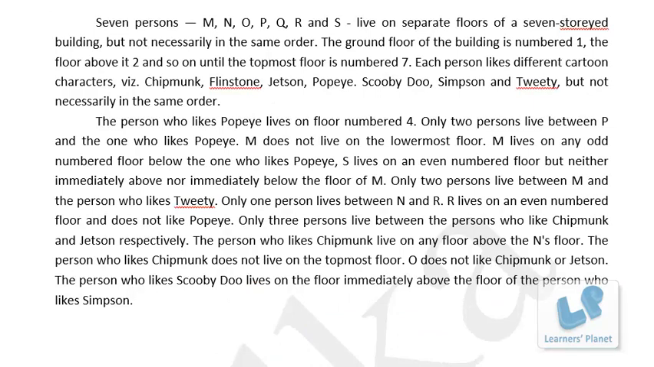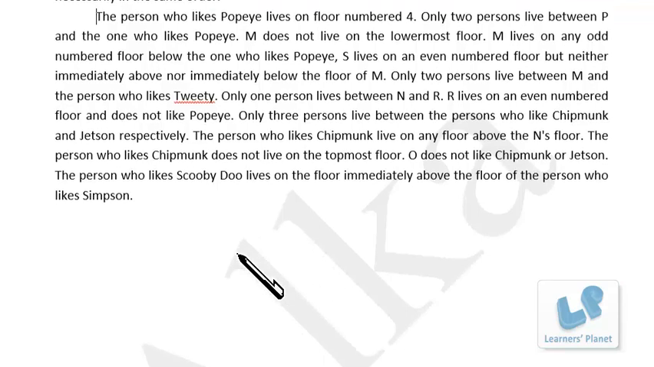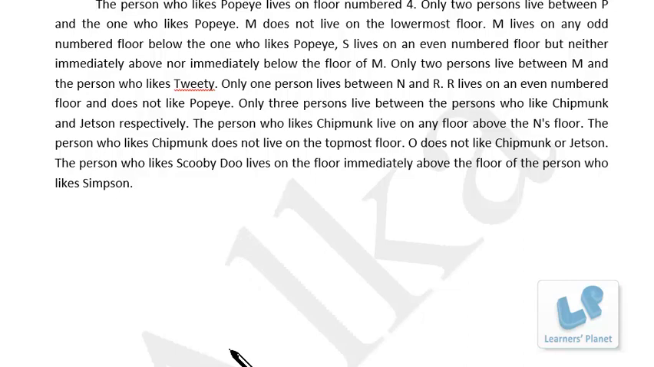7 persons live on separate floors of a 7-storied building, but not necessarily in the same order. The ground floor of the building is number 1, then 2, 3, 4, 5, 6, 7. Each person likes a different cartoon character. Okay, so this is a floor-wise arrangement. Let's see. The person who likes Popeye lives on floor number 4. Okay, I just write it down over here. Floor number 4 and Popeye.